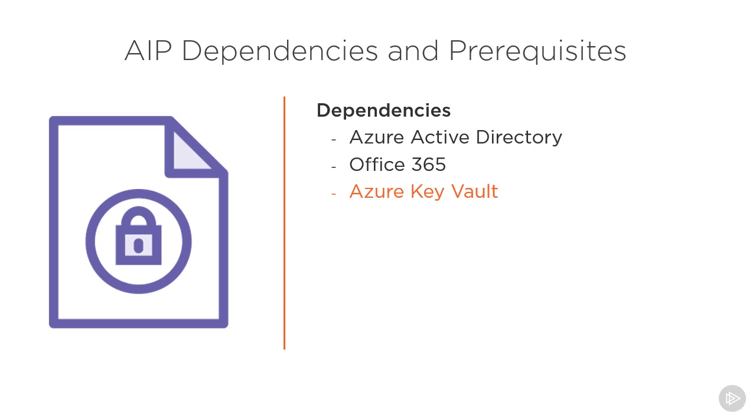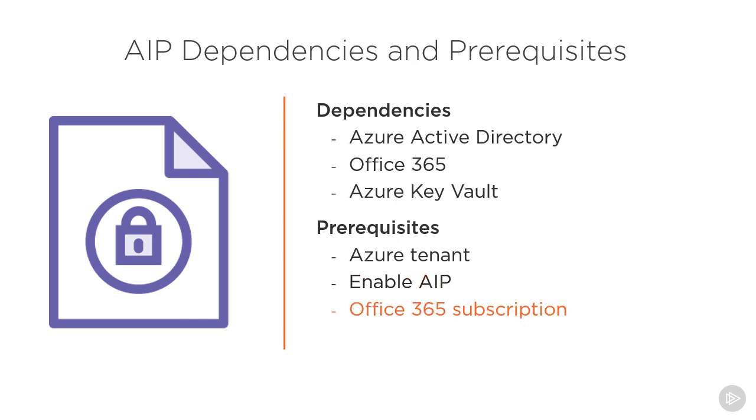To get AIP up and running, there are some prerequisites that need to be in place. The first is that you need an Azure tenant, because that's going to bring with it the Azure Active Directory. You're also going to need to enable the Azure Information Protection feature, and that can be done either through the portal or within PowerShell. And finally, you're going to need an Office 365 subscription that includes licenses that have the AIP feature within them.